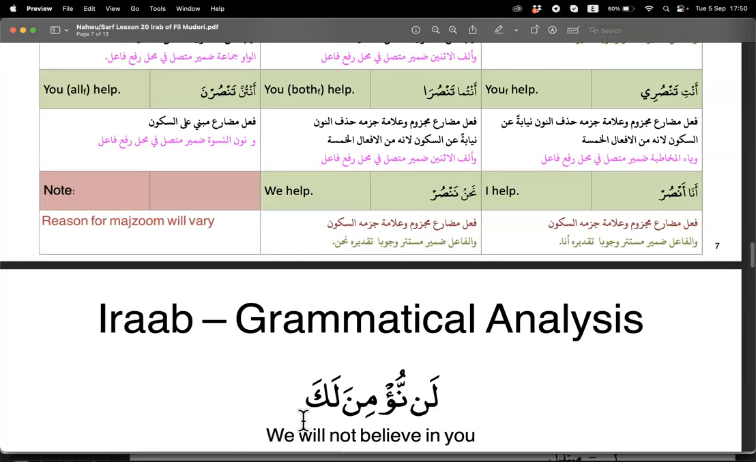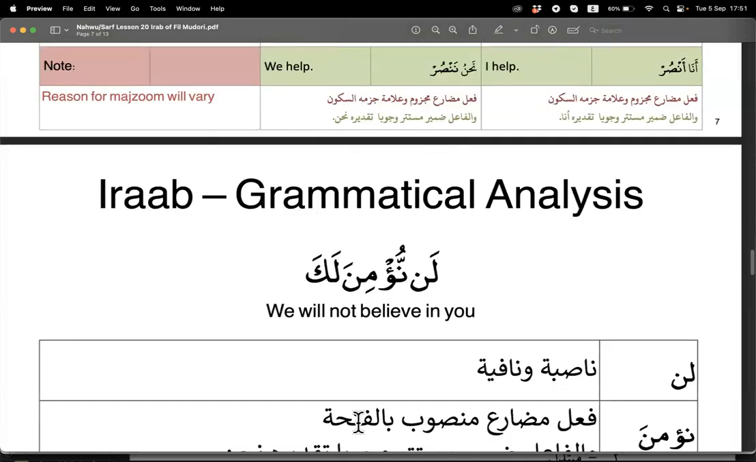Dhamir muttasil. Yes, and since it's ism majrur, it must be fi mahalli jar. Yes, fi mahalli jar because it is a majrur. Okay, so since you have a jumlah fi'liyah, this must be muta'alliq bil fi'il, which is nu'mina here.